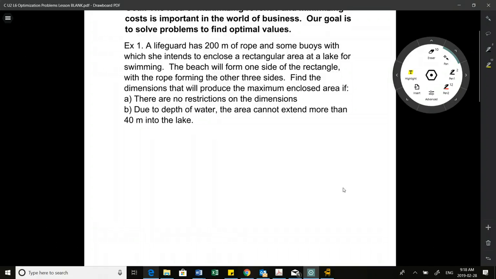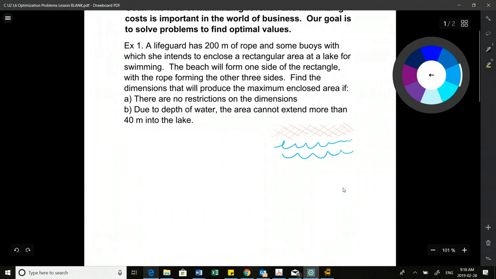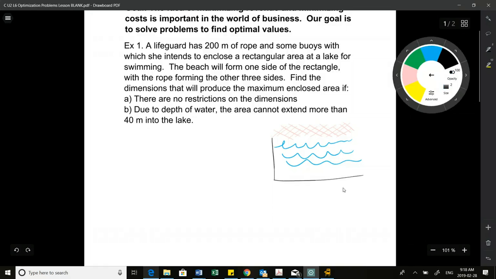Okay, so let's just draw a little picture to start. We've got the beach. This will be our sand color, I guess. Accuracy is important in these sketches. Okay, here's our beach. That looks like a good watercolor. And we've got some water. And we would like to run a rope just enclosing an area, a swimming area.